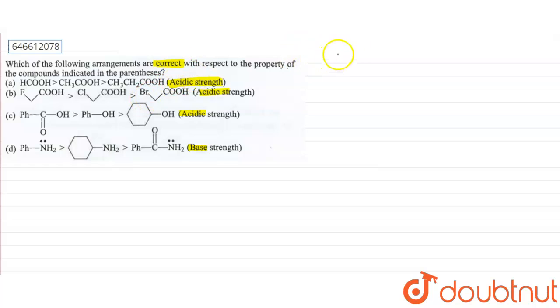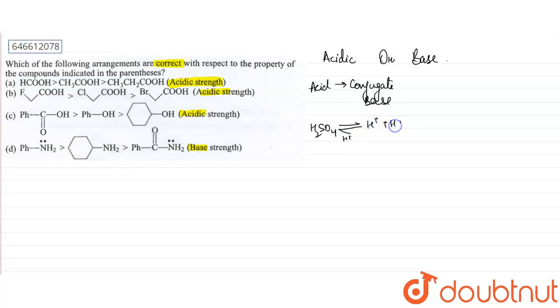The very first thing you should know is that when we compare the acidic or basic strength, we have an acid for which you have to calculate the acidic strength, and we convert the acid into its conjugate base. What does conjugate base mean? Suppose we have HCl, H2SO4. H2SO4 will lose its H positive ion to form H positive plus HSO4 negative ion. This is responsible for the acidic property, and whatever is left is known as the conjugate base.